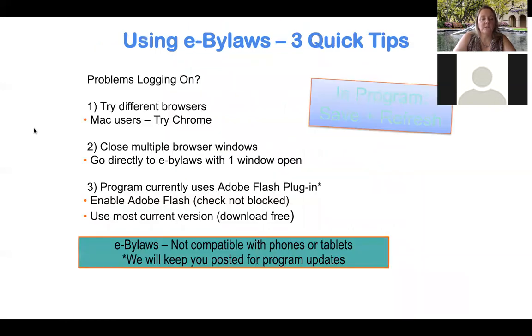The systems are a little bit kludgy sometimes. CAPTA is updating things right now, but some of their stuff is 90s era, in my opinion, or early 2000s. Try a Chrome browser if you're on a Mac, and follow these steps: close multiple browser windows and go directly to E-Bylaws with one window open.